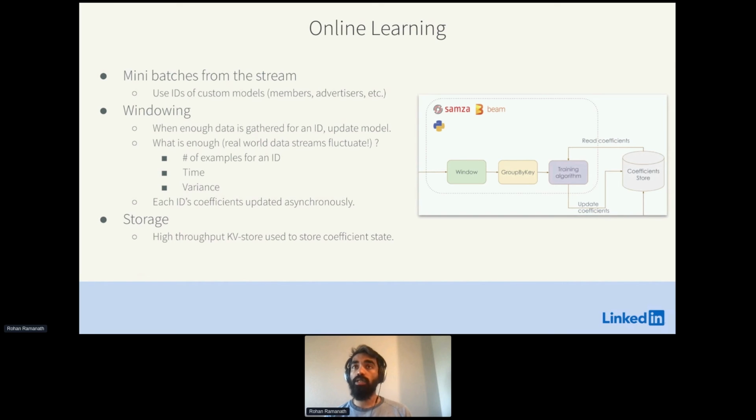And as you notice in the diagram, when we close the window, what we do is we go to the coefficient store, read the coefficients from the last time step, take the update that I described early on in the presentation, and then write back the coefficients to the same store. So that coefficient store is responsible for maintaining state across the entire ecosystem. And it's also the same store that is used in our online service to serve traffic. So the online service does not know whether these coefficients were updated by the streaming job or by the offline job. All of that is completely hidden away from the serving layer.